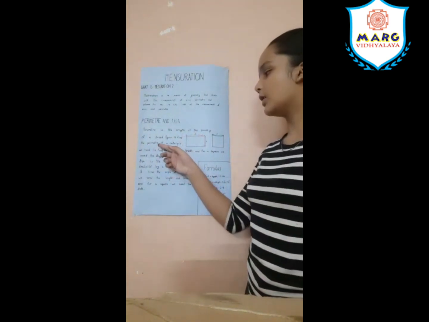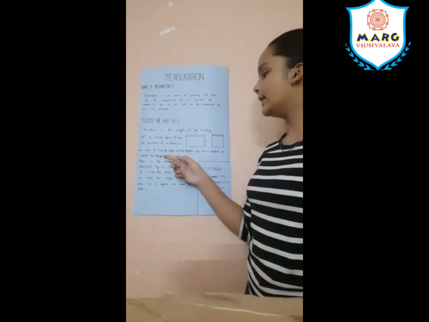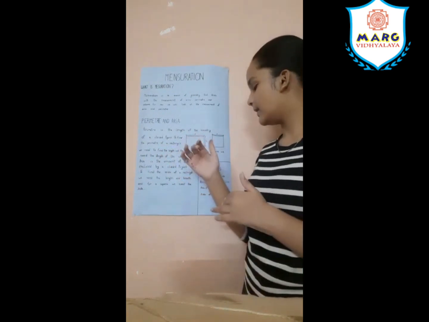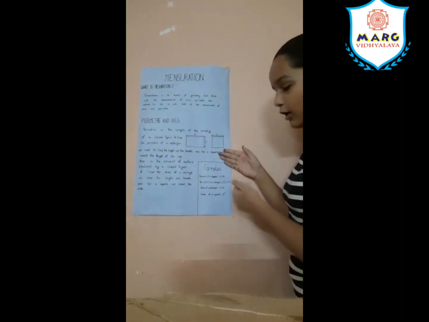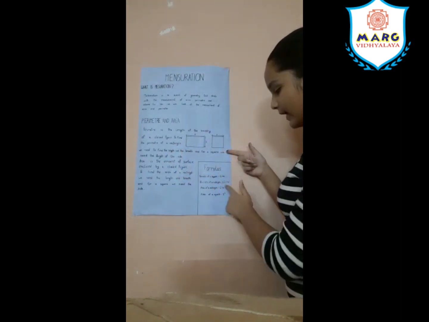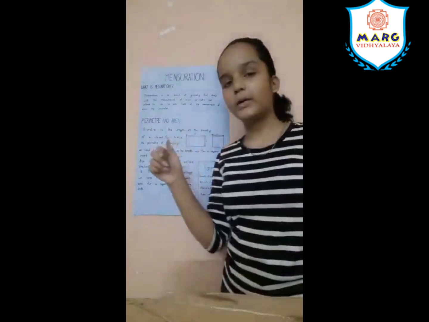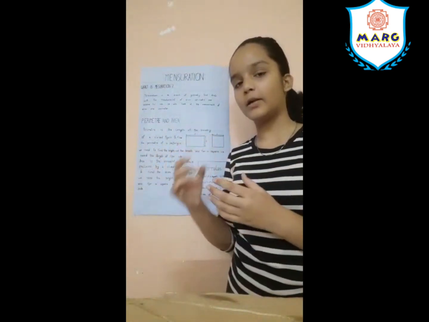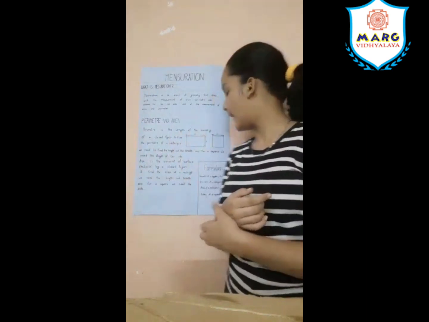To find the perimeter of a rectangle, we need the length and the breadth. Basically, we have the formula here. To find the perimeter of a rectangle, the formula is 2 multiplied by (L plus B). So we need to add the length and the breadth and multiply that with 2.